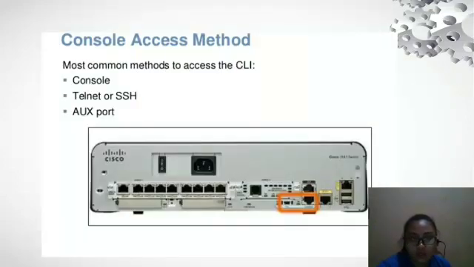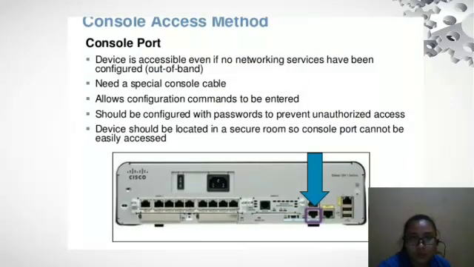Console access method. The most common methods to access the CLI are the console, Telnet or SSH, and the AUX port. The first one is the console port. The device is accessible even if no networking services have been configured, which is out of band. It needs a special console cable and allows configuration commands to be entered. It should be configured with a password to prevent unauthorized access. The device should be located in a secure room so the console port cannot be easily accessed.